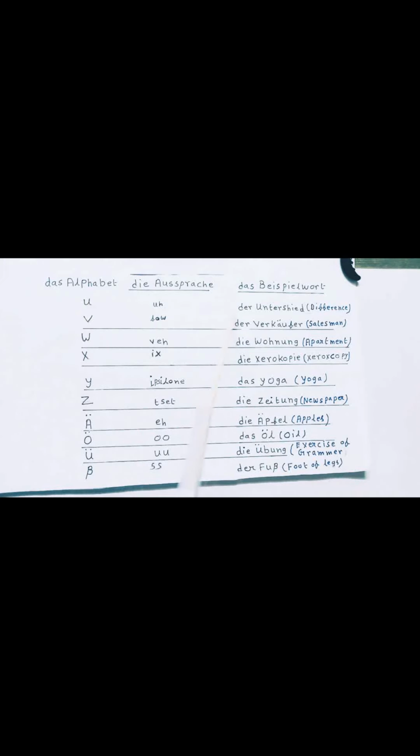U for der Unterschied, V for der Verkäufer, W for die Wohnung, X for die Xerocopy, Y for das Yoga, Z for die Zeitung, Umlaut A for die Äpfel, Umlaut O for das Öl, Umlaut U for die Übung, double S for der Fuß.